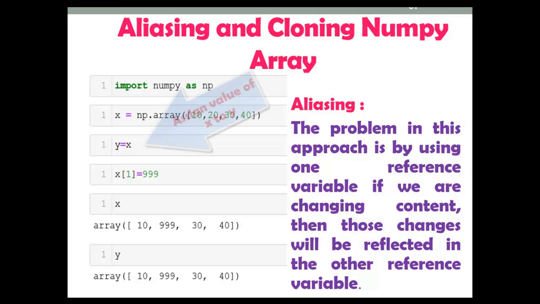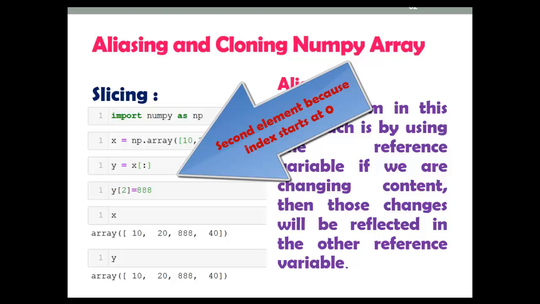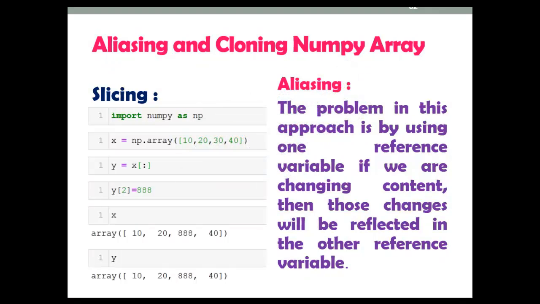So in this example, I have created a copy using the equal sign, y equal x. Then I have changed the second element 20 to 999 in x. You can see these changes are also reflected in y. So the problem in this approach is that by using one reference variable, if we change the content, those changes will be reflected in the other reference variable.